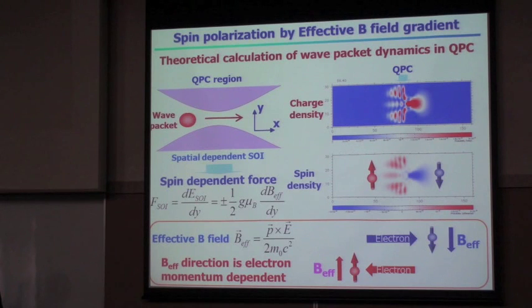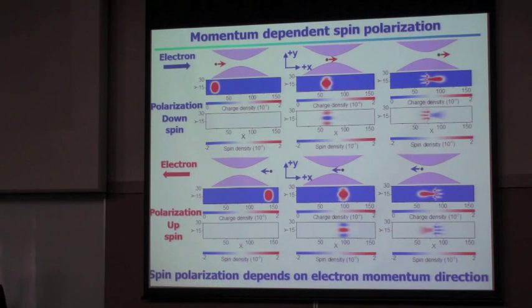So this is what we expect based on the effective magnetic field description. To check this, we calculate the momentum-dependent wave packet dynamics. The upper panel shows the electron moving from left to right. In that case, as we saw in the previous slide, we can generate the down spin polarization at the center. However, when the electron wave packet is moving from right to left, then we can generate the up spin polarization.